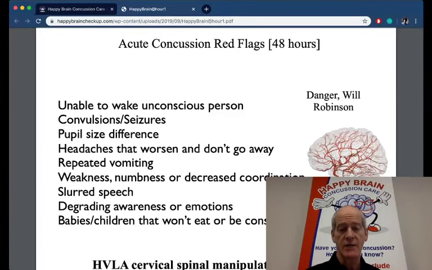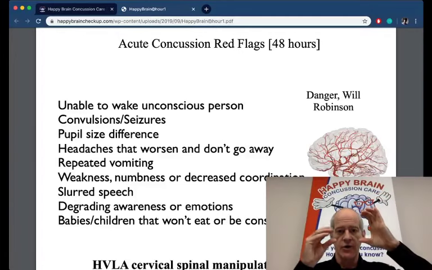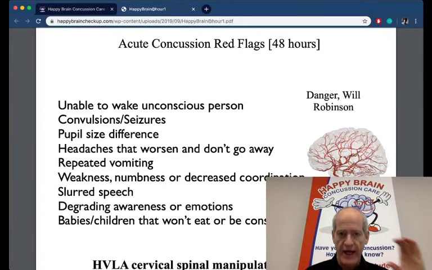Okay, back to the red flags, the danger. When we want to take them to the hospital, when we want to call 911: you can't wake them up. Call 911. Get them to the hospital. If they're having convulsions, if they're having a seizure, call for help. If you look at their eyeballs, one is really large and the other one's really small, that is a sign of severe brain injury, bleeding into the brain. Don't hesitate. Go to the hospital.